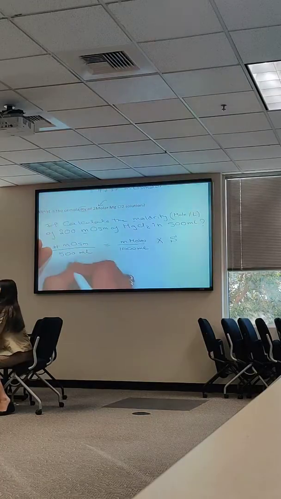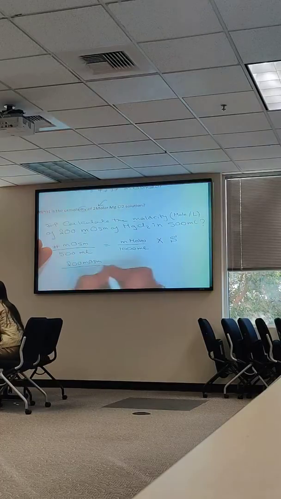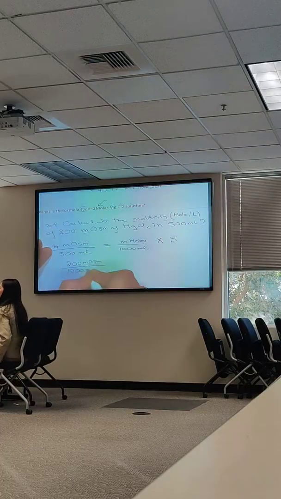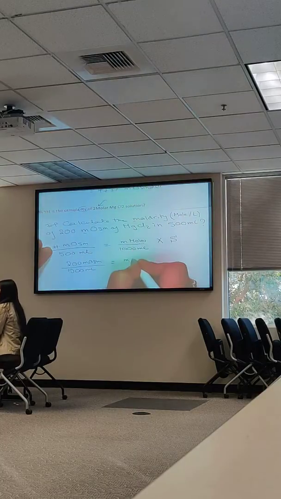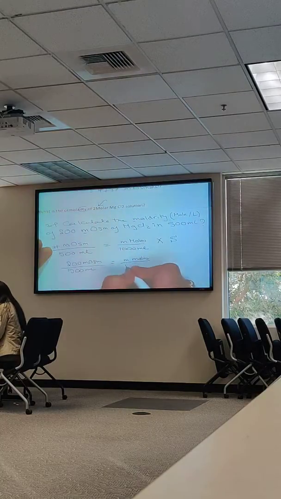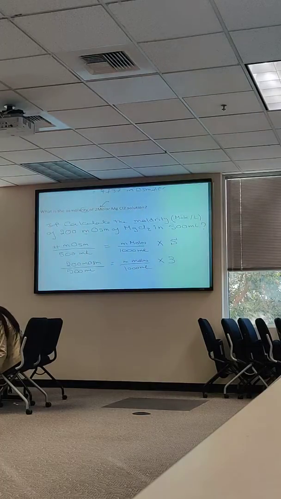So here I have 200 milliosm in 500 milliliter. That equals the number of millimoles, which is what I want to figure out, in 1,000 milliliter multiplied by 3. Do I need molecular weight here? No. When you're converting from milliosm to millimole or the other way around, you do not need the molecular weight. The molecular weight is already calculated for you.